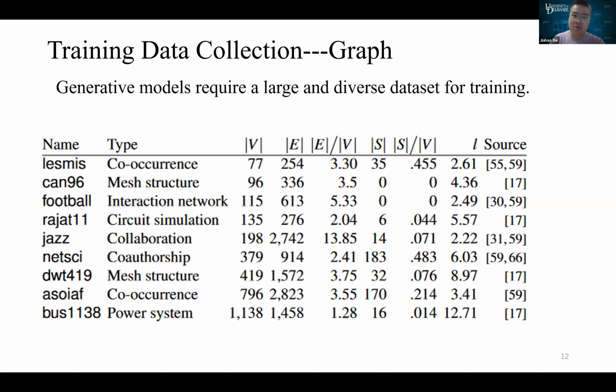The authors use the 4 layout methods mentioned earlier to produce 20,000 layouts for each graph, and these layouts are regarded as the training dataset to train the generative model.